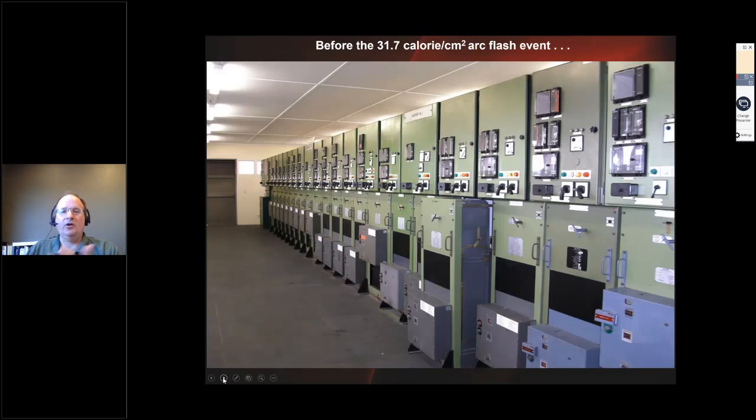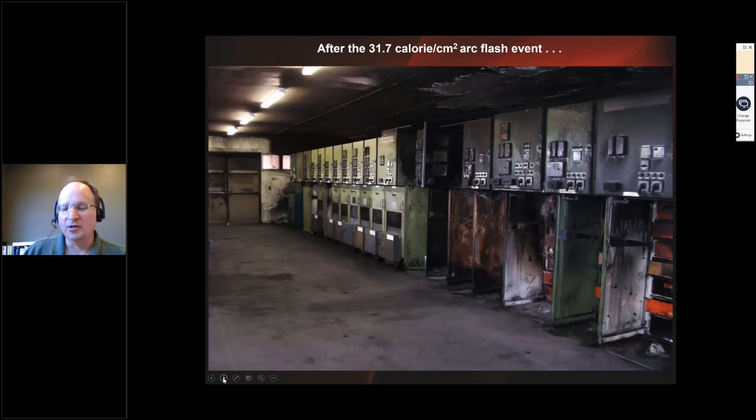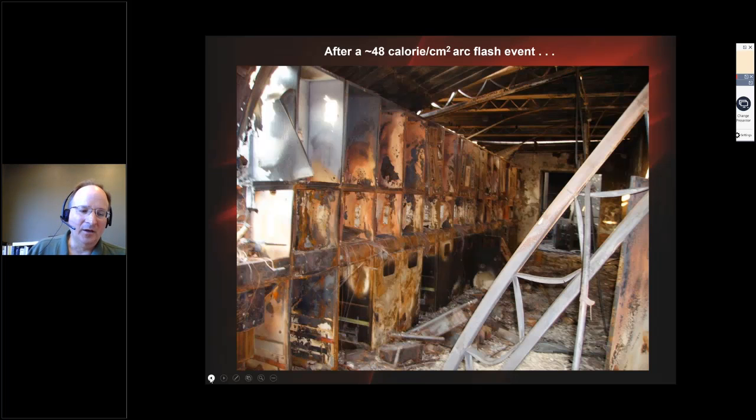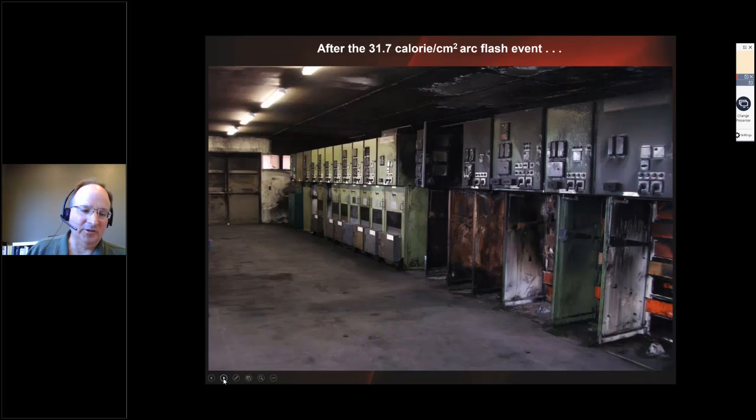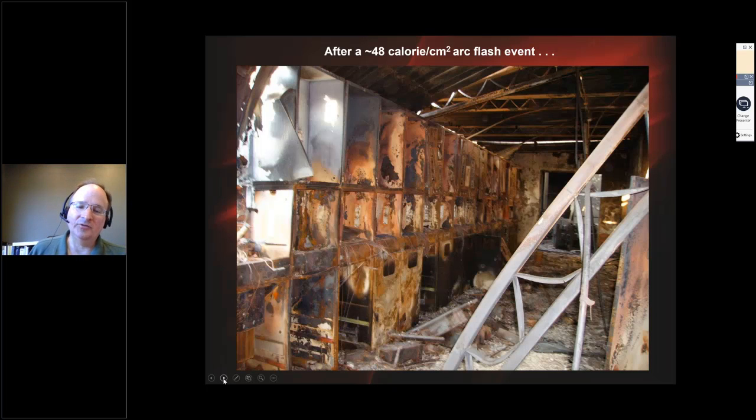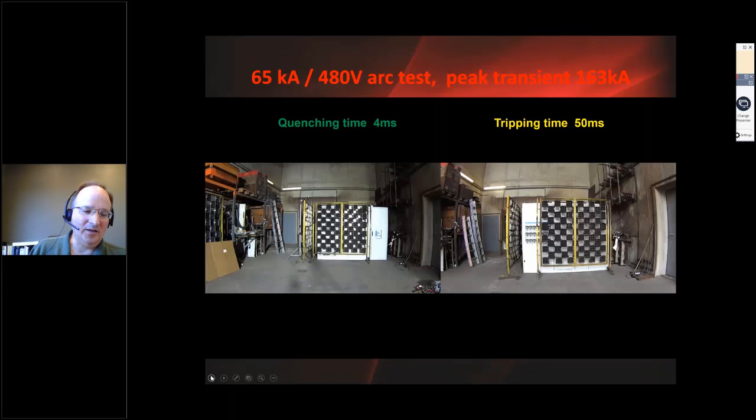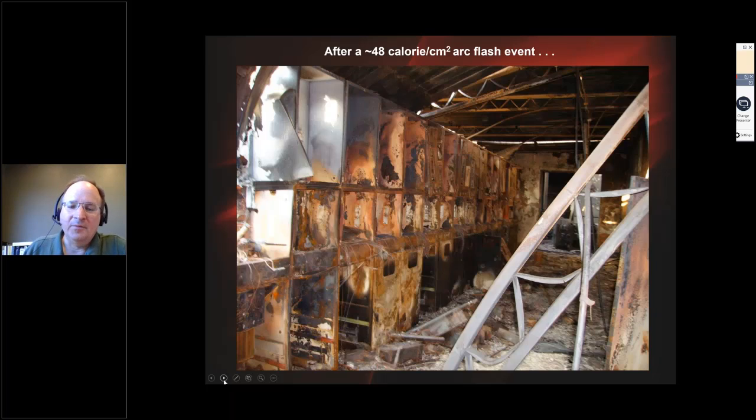This is the equipment prior to the arc flash event, which was much higher, 31.7 calories per centimeter squared. And this is the equipment afterwards. So once it got above 30 calories per centimeter squared, this equipment was catastrophically destroyed. And once we got to a very high arc flash incident energy level, this is 48 calories per centimeter squared at a 36-inch working distance, both the equipment and the surrounding electrical room and facility were destroyed in a catastrophic fire.